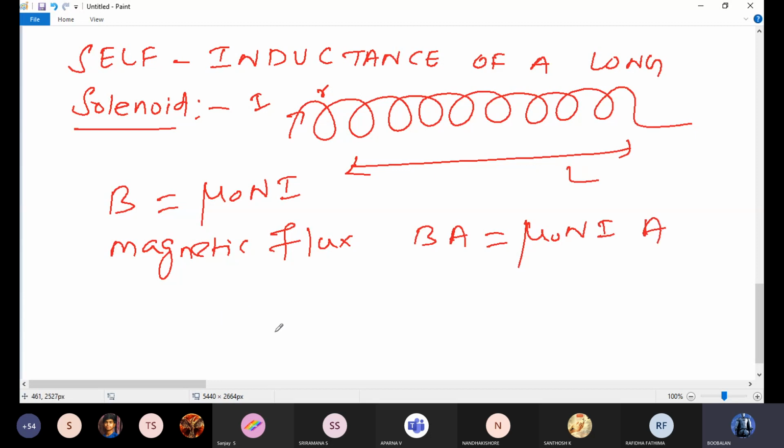So what is A here? It is the area, no? Area formula is pi r square. B is equal to mu naught n I, magnetic flux B A equals mu naught n I A. So A means area, and the area formula is pi r square. So apply the values.